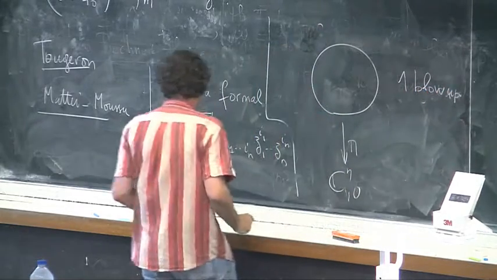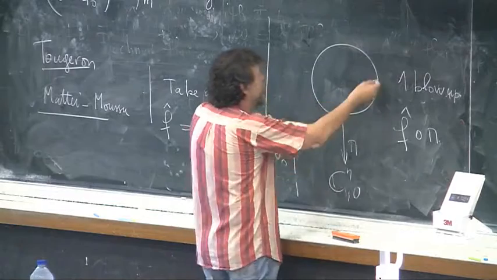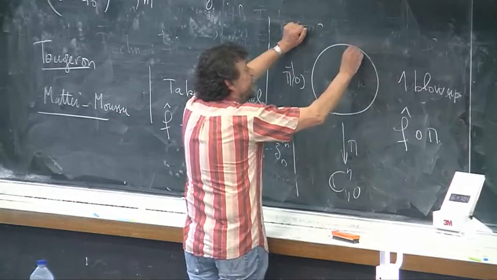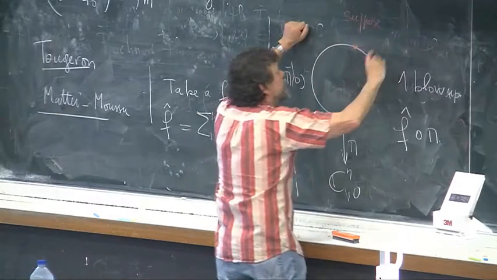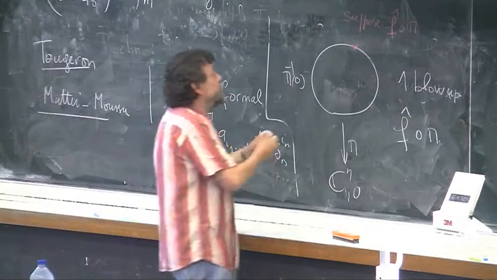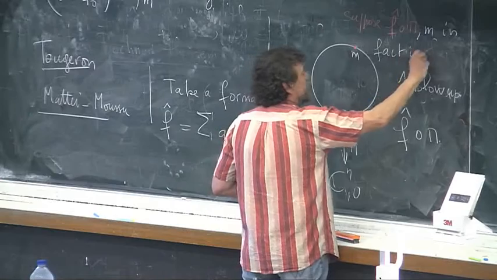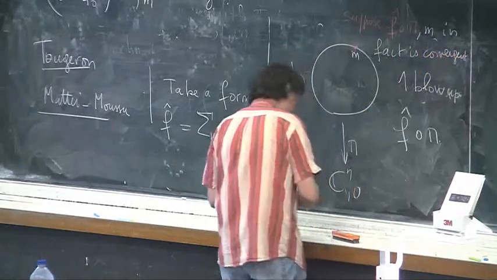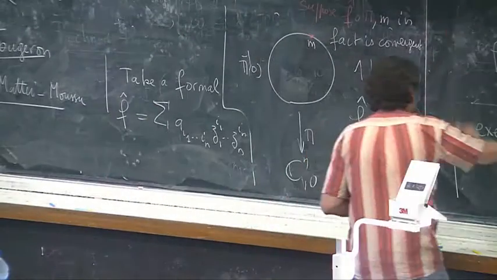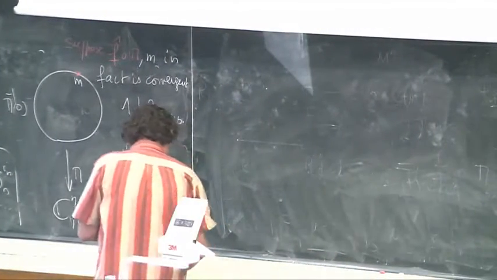And you compose this formal object by P. This is, in fact, a formal object along pi minus 1 of 0. And you suppose that this formal object is convergent in some point. Suppose that this object at a certain point m, in fact, is convergent. Then the result says that the initial formal function is holomorphic. It's an exercise, but an important exercise.